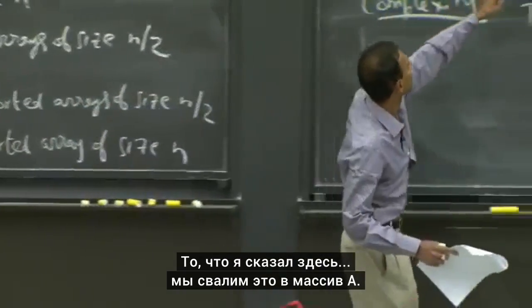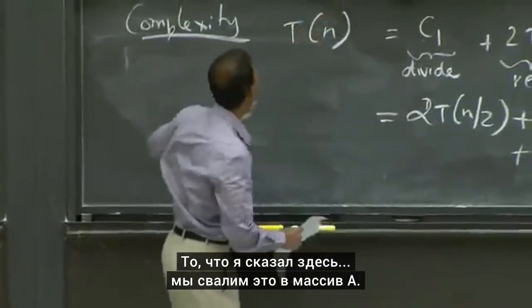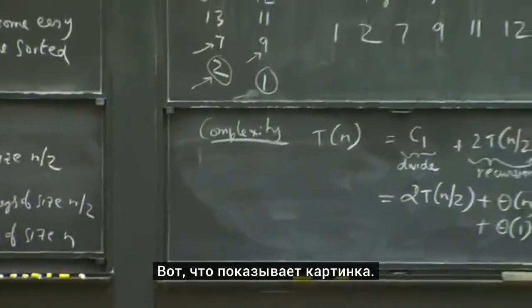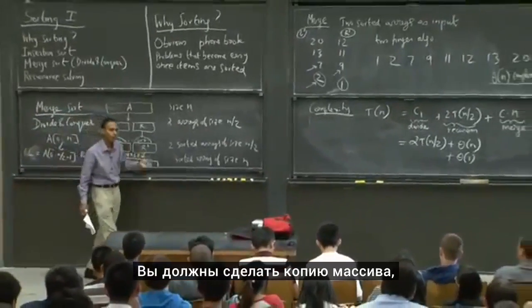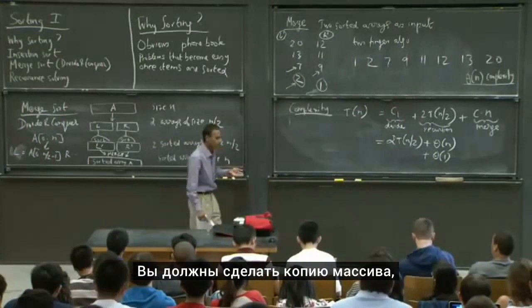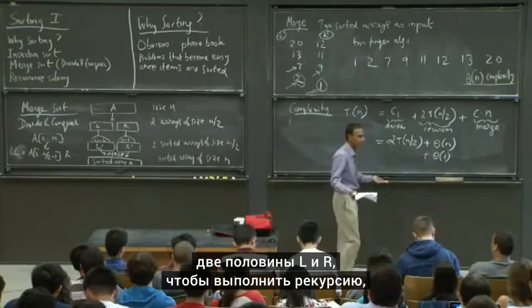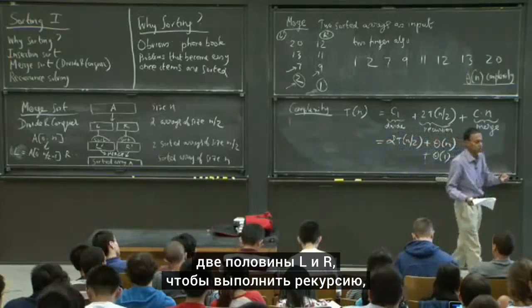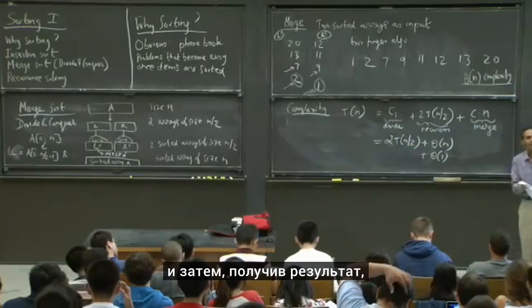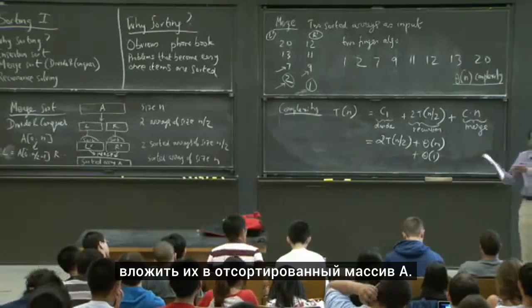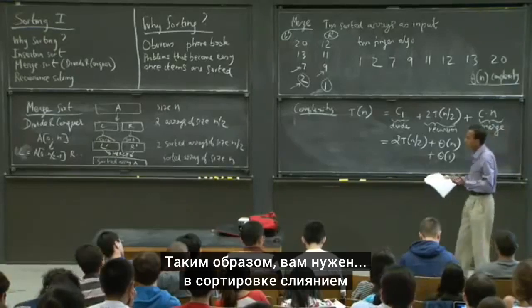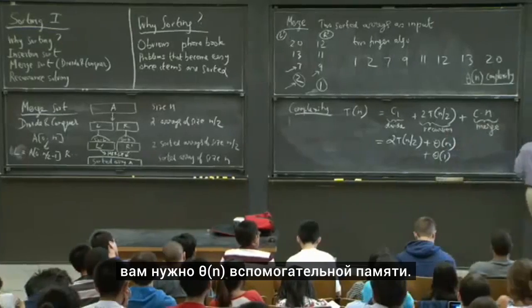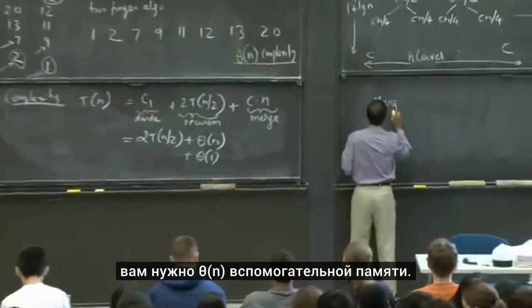And what I said here is we're going to dump this into A. That's what this picture shows. This says sorted array A. And so you had to make a copy of the array in the two halves L and R in order to do the recursion, and then to take the results and put them into the sorted array A. So you needed, in merge sort, Θ(n) auxiliary space.